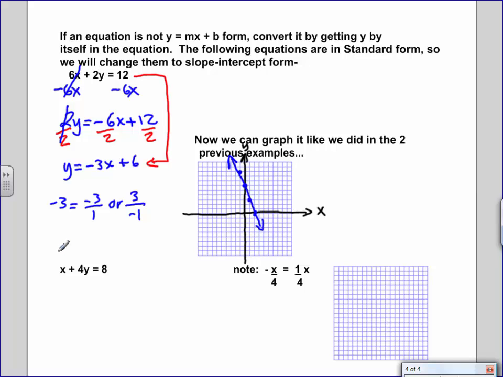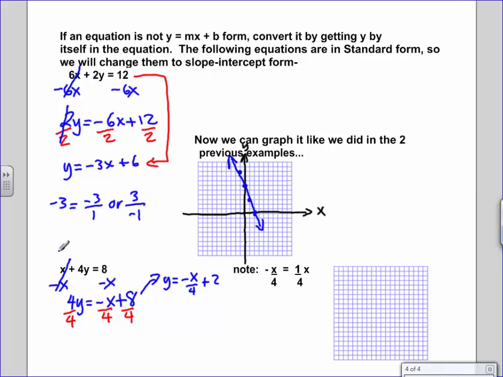Again, we want to get y by itself to get it into slope-intercept form. So we'll start by subtracting x. We now have 4y equals negative x plus 8. To get y by itself, divide by 4. And again, you have to divide each term by 4. So now you have y equals negative x over 4 plus 2.